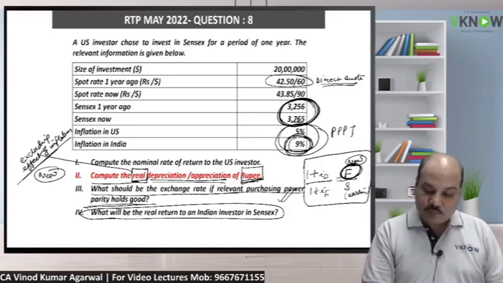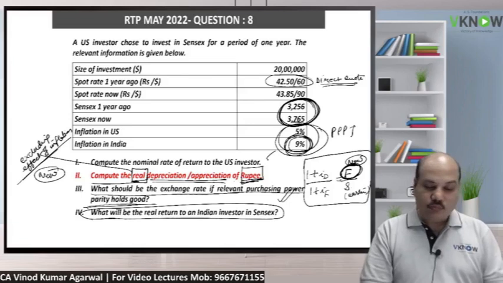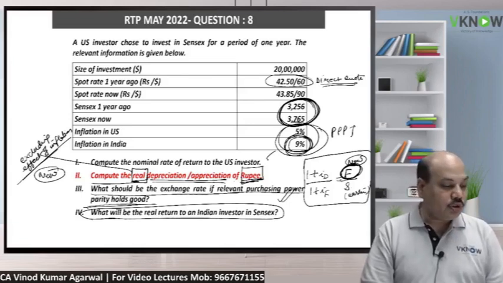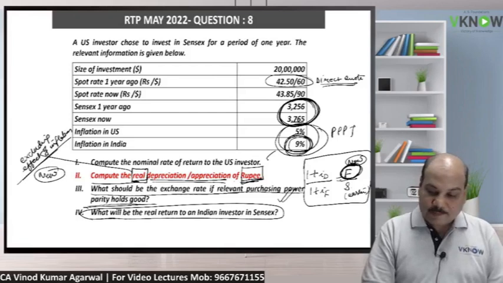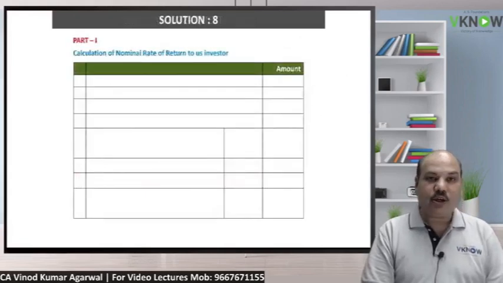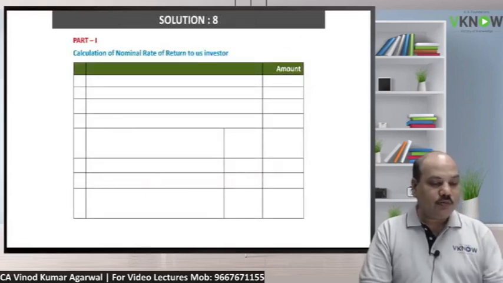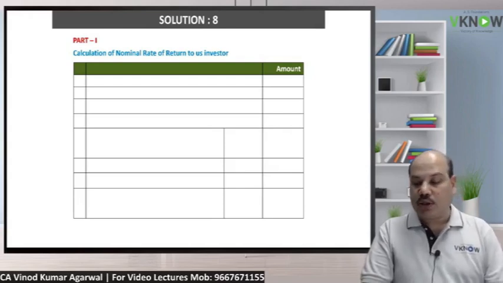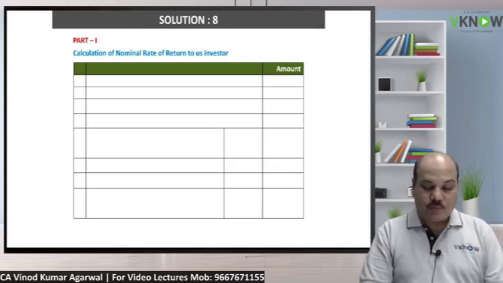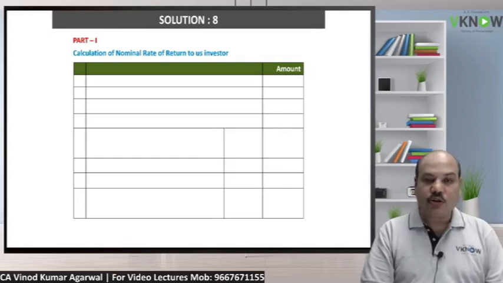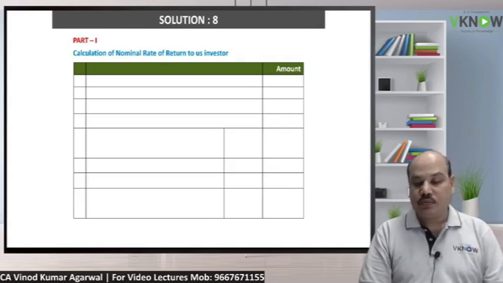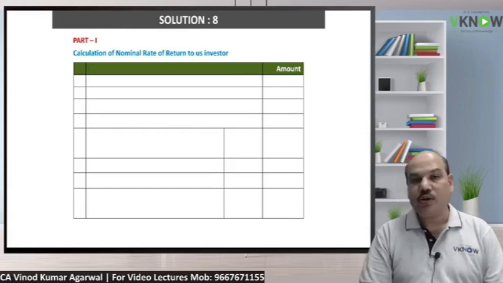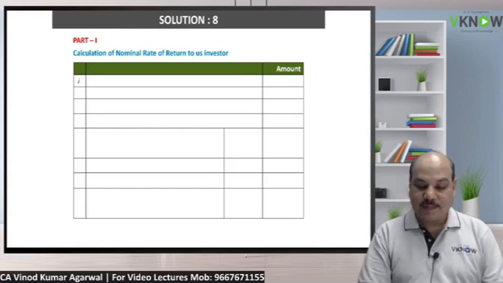Okay, so first answer first. What is the nominal rate of return to the US investor? So that's a very easy question. Write down, just follow me. There is a small error in the institute answer. I will tell you that also. Part 1 of the answer is calculation of nominal rate of return to the US investor.